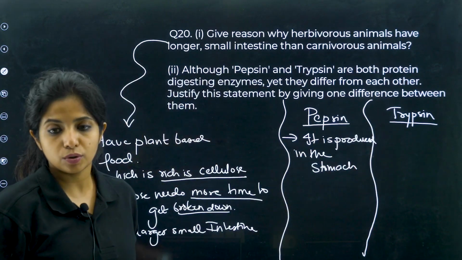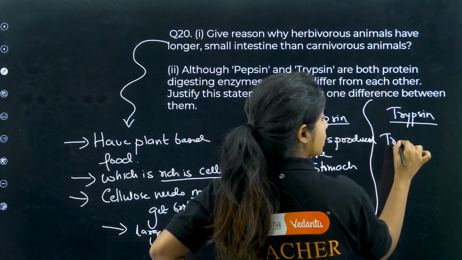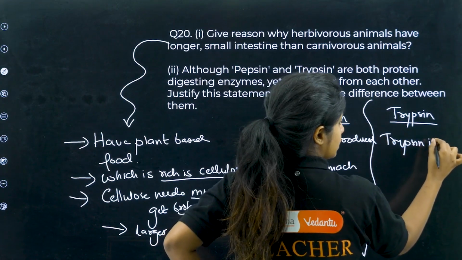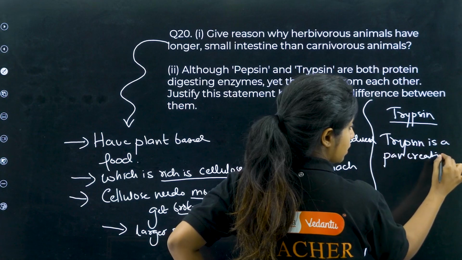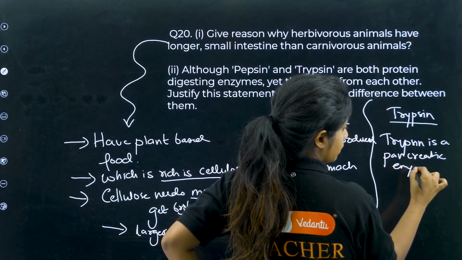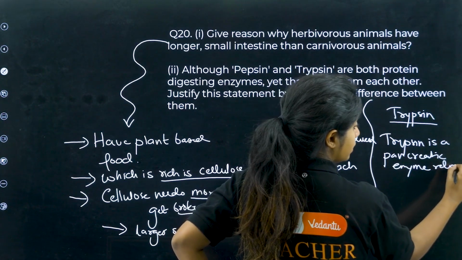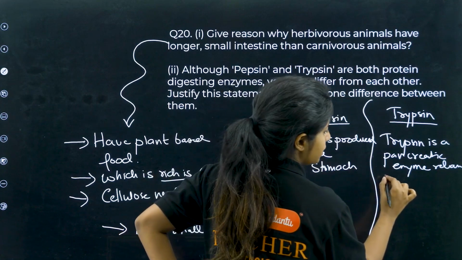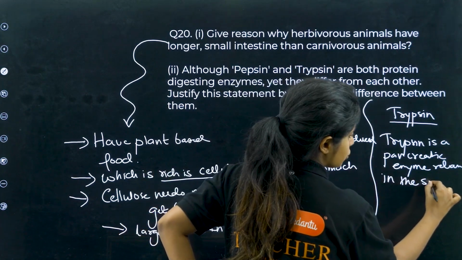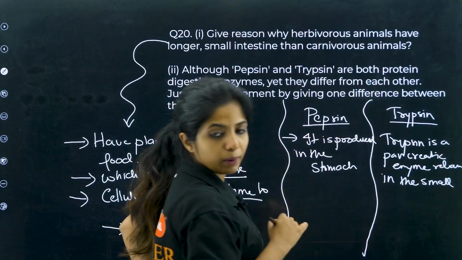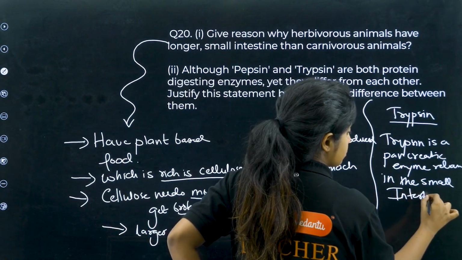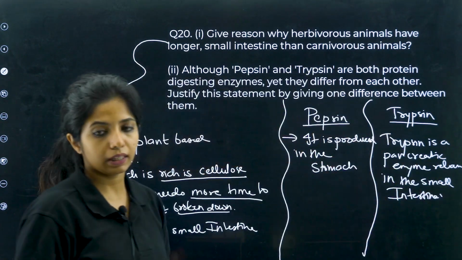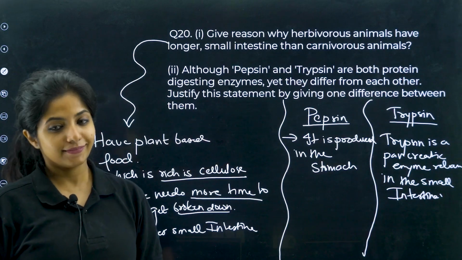Whereas where is trypsin produced? Trypsin is a pancreatic enzyme. It is released by the pancreas. And where is it exactly released? The spot where it is released? Released in the small intestine, my dear children. So it is made in the pancreas, but it is released in the small intestine. So this is the difference between both of them. Can you write that? Okay.